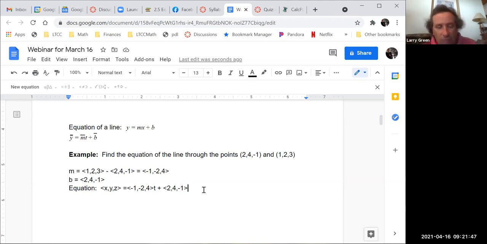So what we want now is to get parametric equations. And that's just kind of putting it together. So what are the parametric equations? We have x of t is equal to what? So what's x of t here?